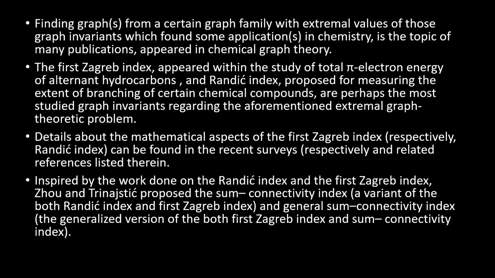The first Zagreb index, which appeared within the study of total pi-electron energy of alternate hydrocarbons, and the Randić index, proposed for measuring the extent of branching of certain chemical compounds, are perhaps the most studied graph invariants regarding the aforementioned extremal graph theoretic problem. Details about the mathematical aspects of the first Zagreb index, respectively Randić index, can be found in the recent surveys, and related references listed therein.